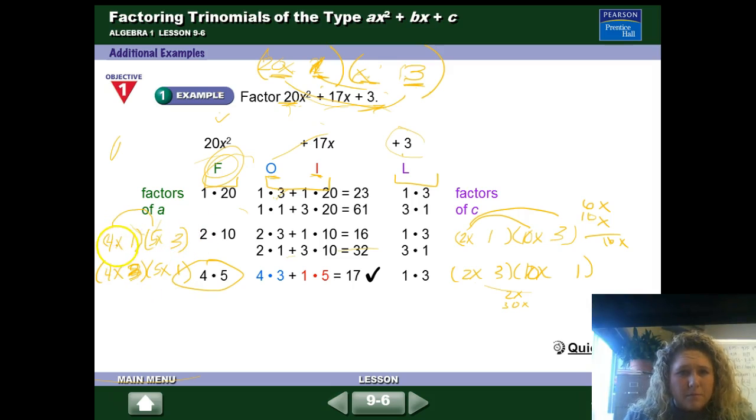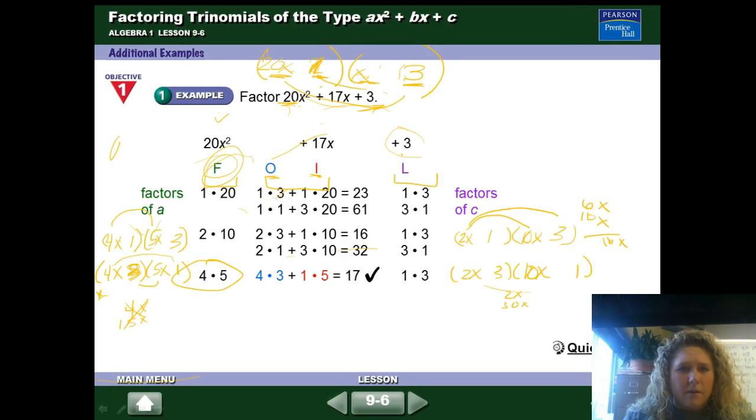Actually, I'm going to try this one first because it doesn't work, and then I'll show you the other one. So here, if this is what I would put down first, we got 4x, inner, 15x. It's going to give me 19x, so that does not work. So this one doesn't work.